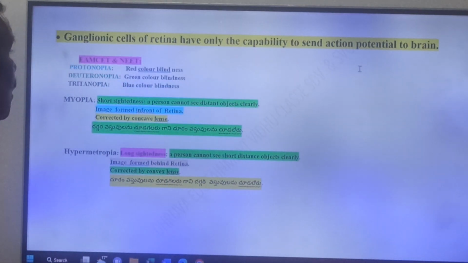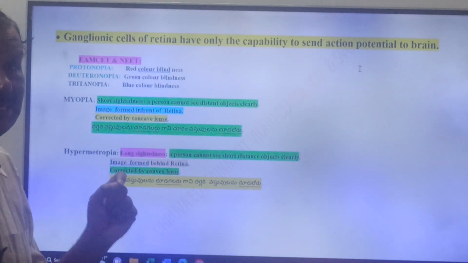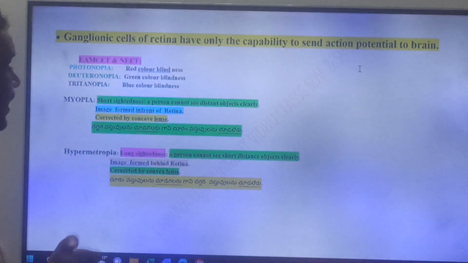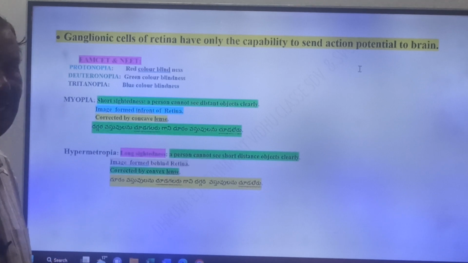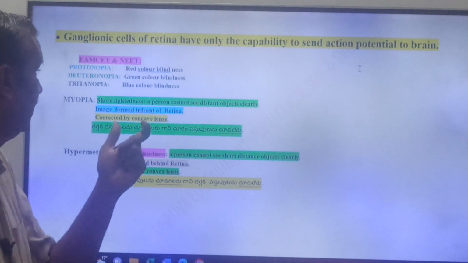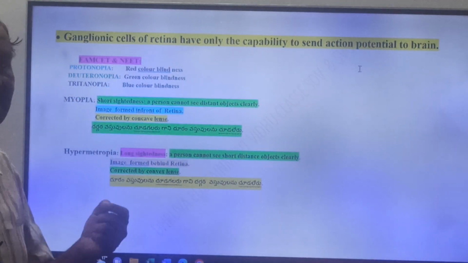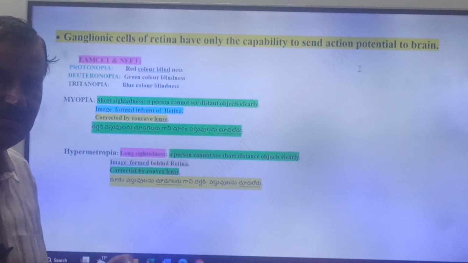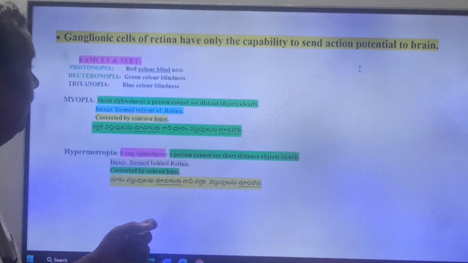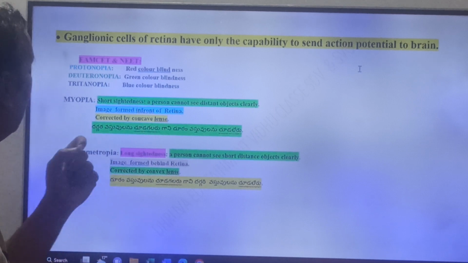See friends, here protonopia, red color blindness. Deuteranopia, green color blindness. Tritanopia, blue color blindness. Means what, friends? Protonopia people, they can't identify the red color. Deuteranopia people, they can't identify the green color. Tritanopia people, they can't identify the blue color. So protonopia means red color blindness, deuteranopia means green color blindness, tritanopia means blue color blindness.